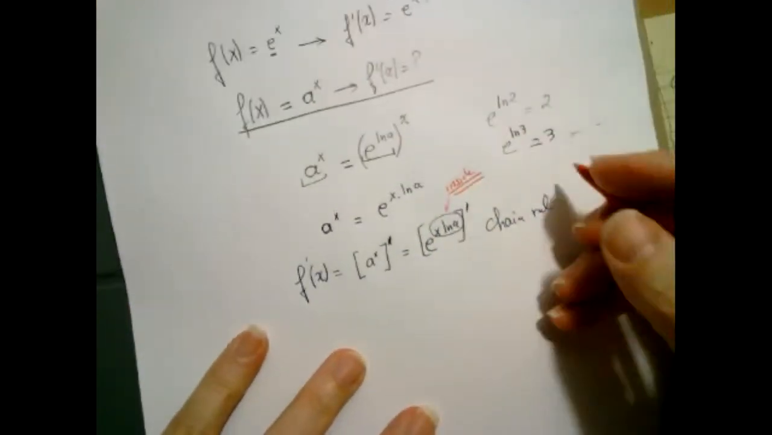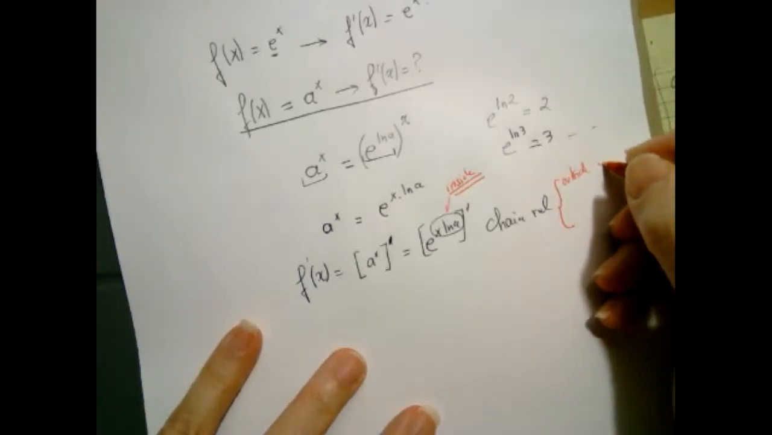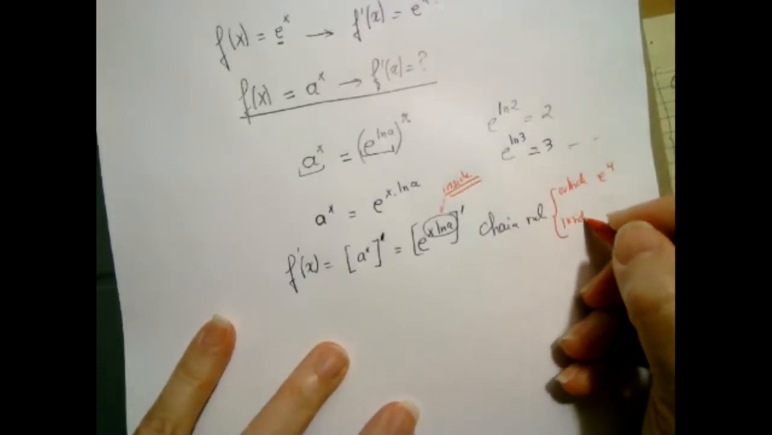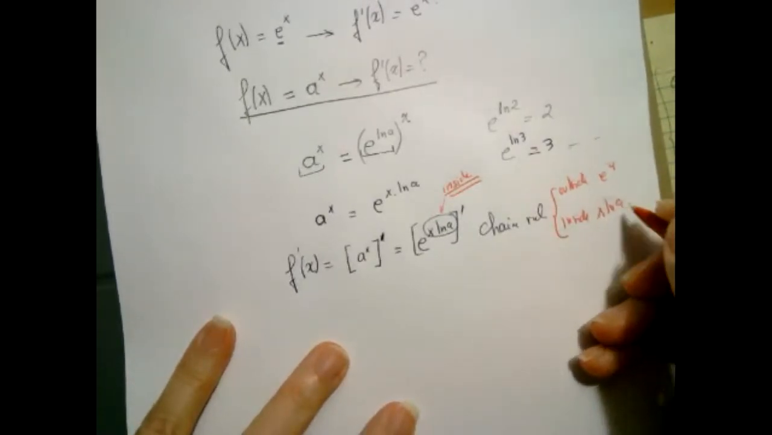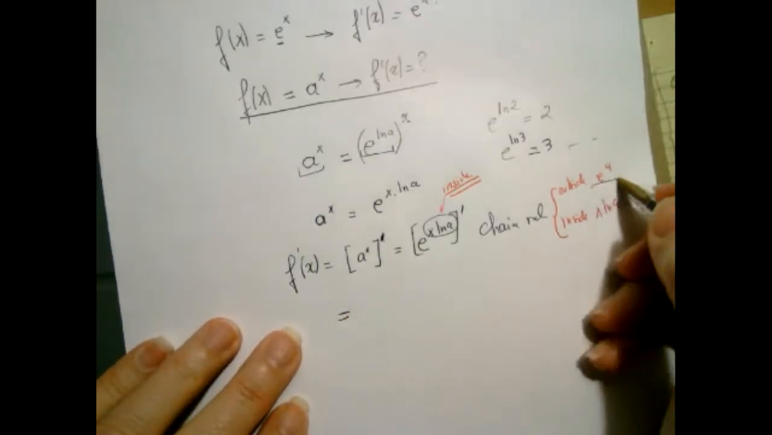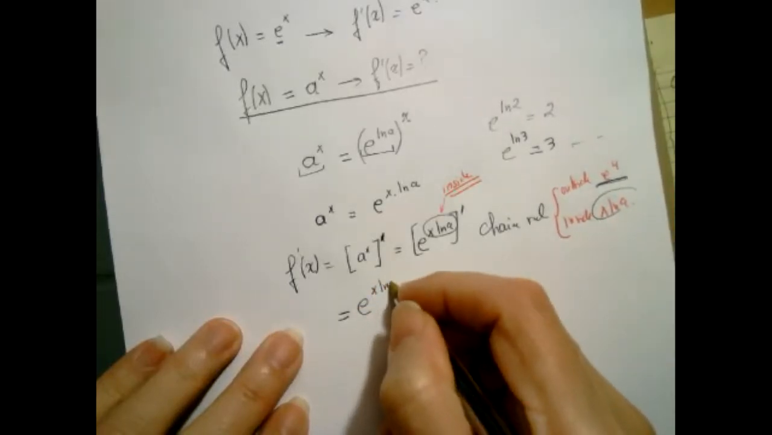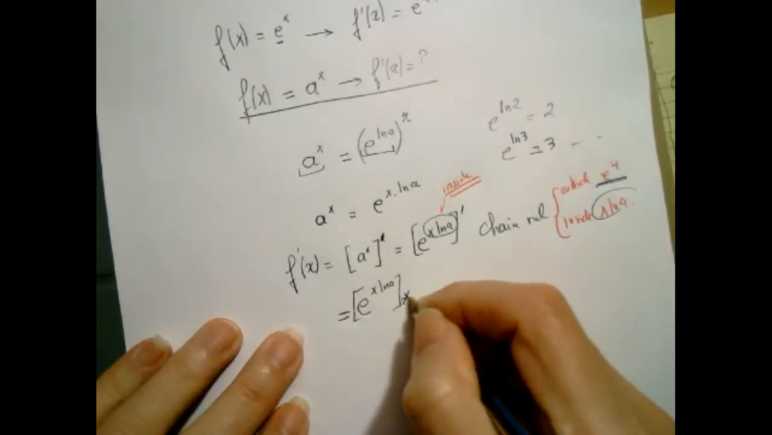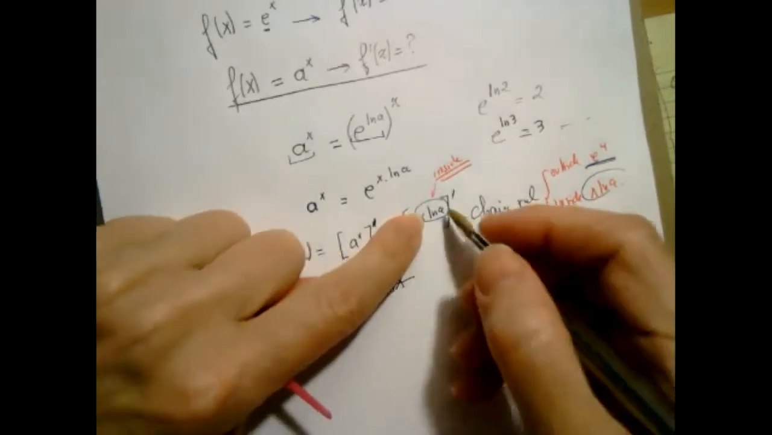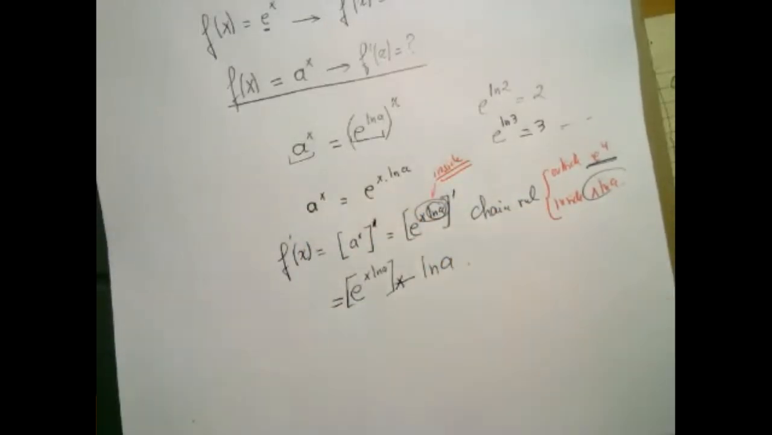So it's going to be the chain rule. We use it like this. The outside is e to the u. The inside is x ln of a. So what's going to be my derivative? It's going to be the derivative of the outside, which is e, evaluated at the inside, times the derivative of the inside. The inside is x times ln of a, but ln of a is a constant, nothing more, nothing less. So this times ln of a.